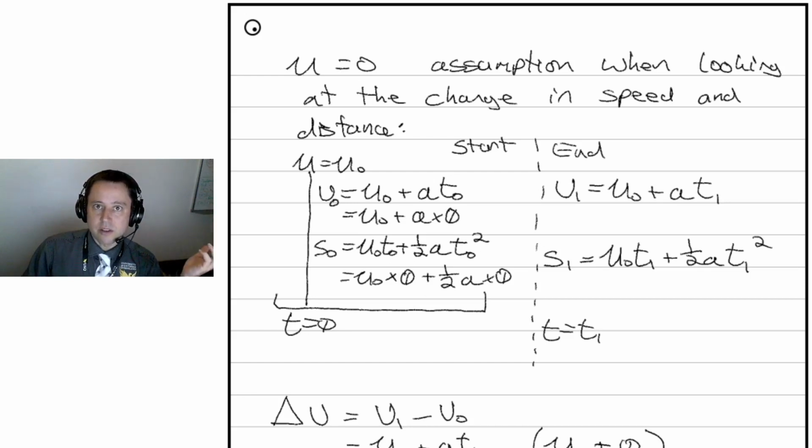So u naught is our initial velocity. Initial velocity is always when we define time equals 0. So we've got a problem and we're saying we're accelerating for 4 seconds. Well, time equals 0 is the point where we start accelerating for 4 seconds.